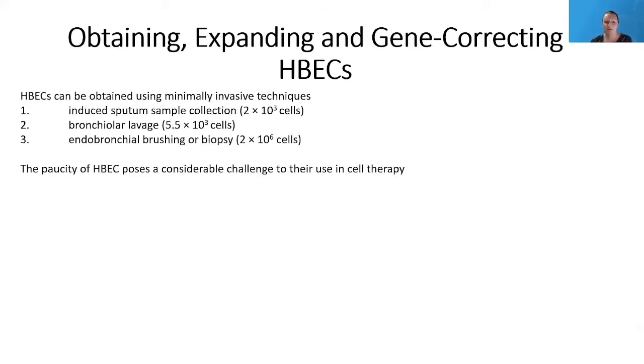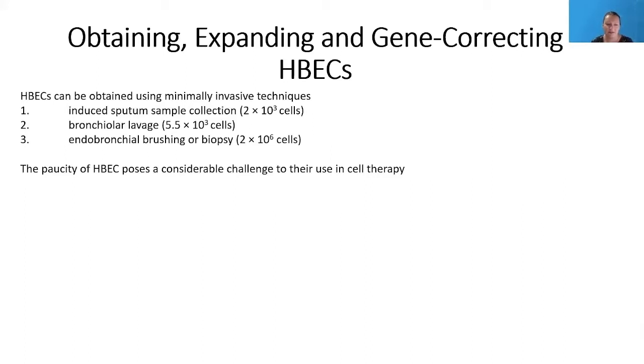So how do we get basal stem cells? How do we expand them, and how do we gene correct them to deliver them back as an autologous cell therapy? Well, we can obtain them from living donors using minimally invasive techniques such as collection of induced sputum samples, bronchial lavages, and endobronchial brushings or biopsies.